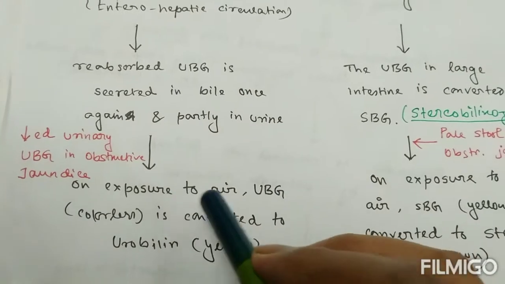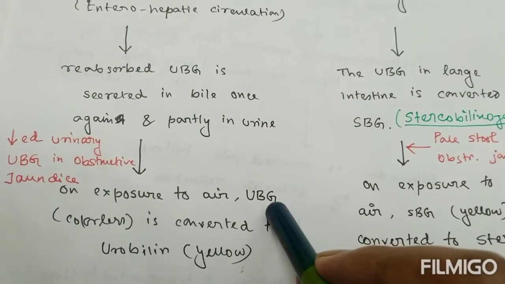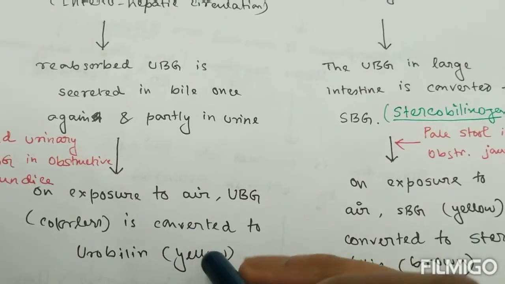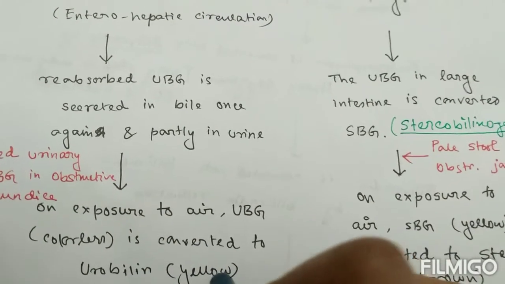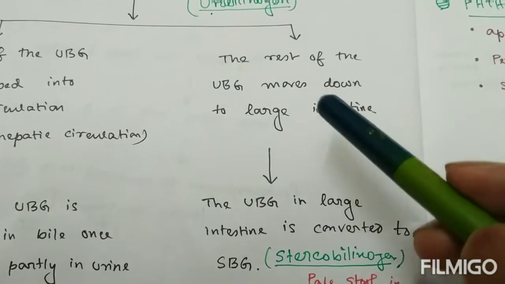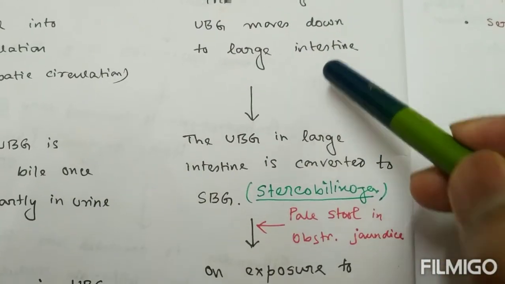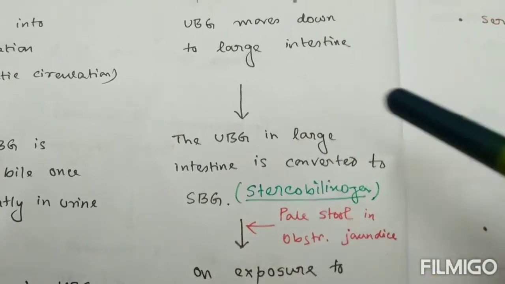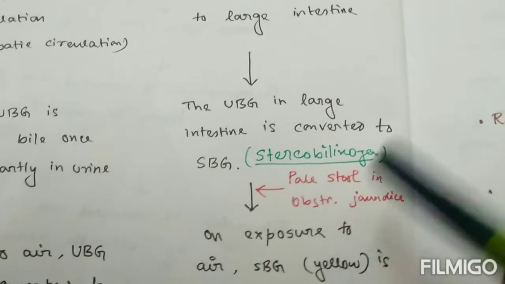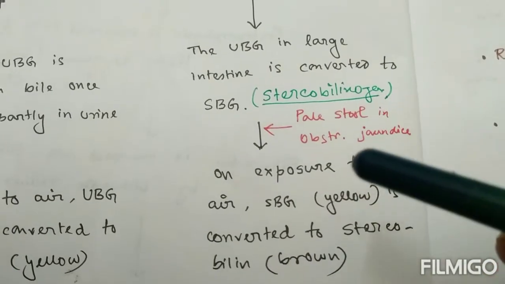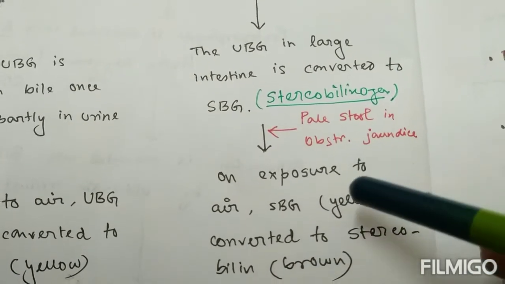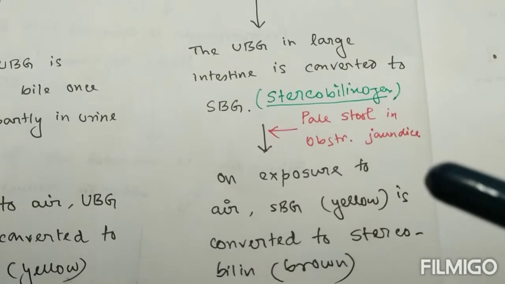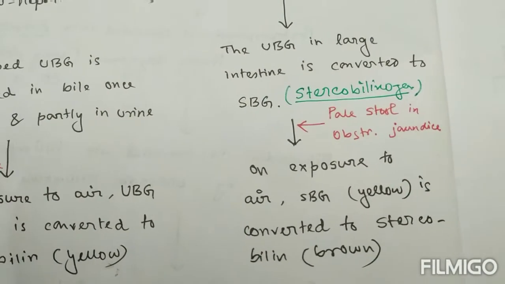On exposure to air, this urobilinogen, which is actually colorless, is oxidized to urobilin, which imparts yellow color to the urine. The part that has moved down to the large intestine is converted into stercobilinogen by another group of flora present in the large intestine. And on exposure to air, this stercobilinogen, which is yellow in color, is converted to stercobilin, which is brown in color and gives color to the stool.